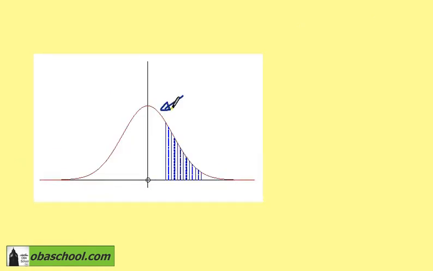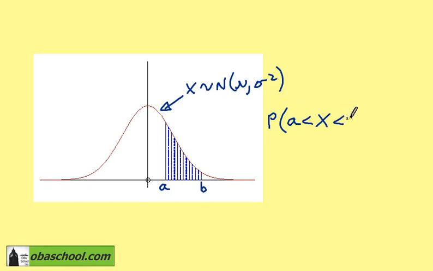If we now consider the curve, where x is a random variable following a normal distribution with mean mu and variance sigma squared, and these points are A and B, then the probability of x being between A and B is given by the shaded area.